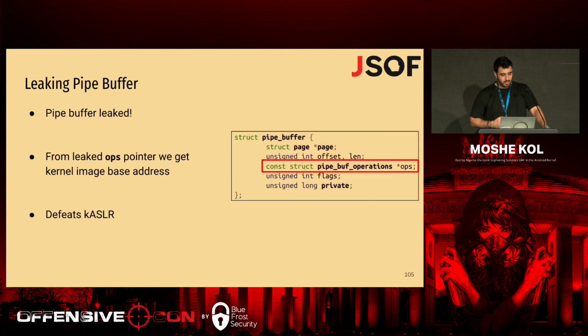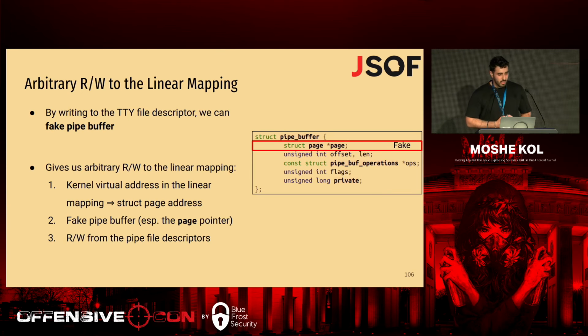So this way we leaked a pointer to a global kernel data structure, and we can subtract a constant offset to get the kernel base, which defeats KASLR. And to get an arbitrary read-write to the linear mapping, we can simply fake a pipe buffer. By writing to the TTY file descriptor, we can fake a pipe buffer and fake this struct page pointer. If we have a kernel virtual address in the linear mapping, we can calculate its corresponding struct page pointer, then write the fake pipe buffer, and then by reading and writing to the pipe, we would read and write from this struct page.